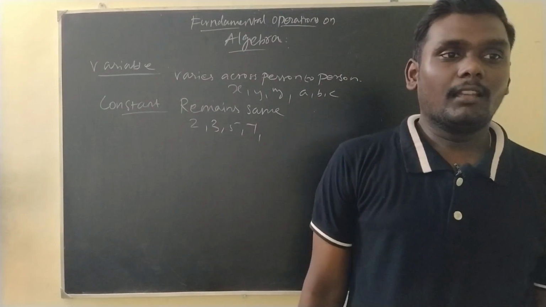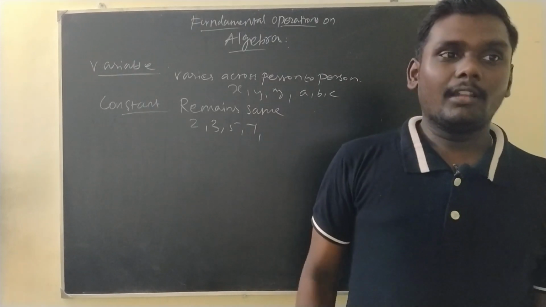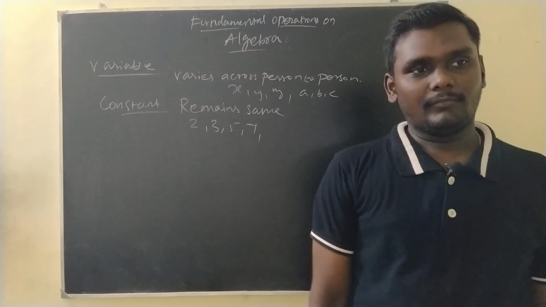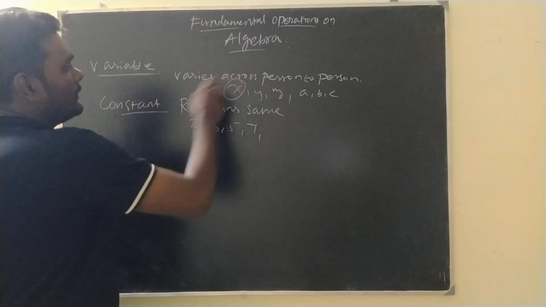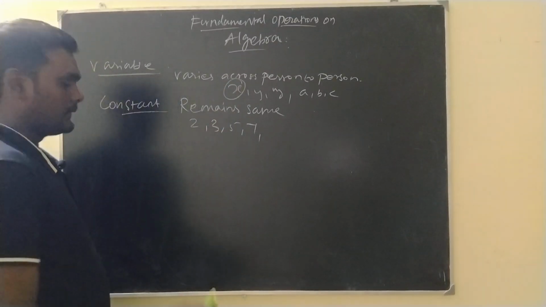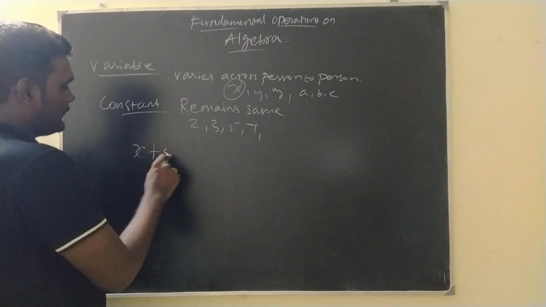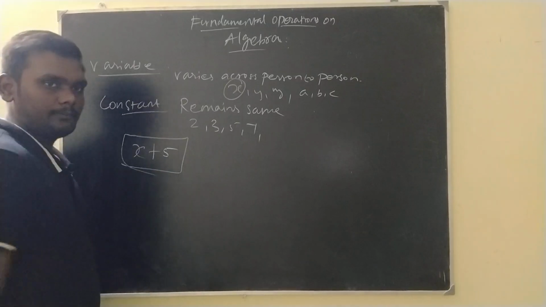How we will express? Like your lucky number plus 5 chocolates. I told you. So it varies person to person, but that has to be expressed in a certain way. How we can express? See, by that time, these variables will help us. So x is your lucky number plus 5 is the constant that I am adding. So we will express in this way.